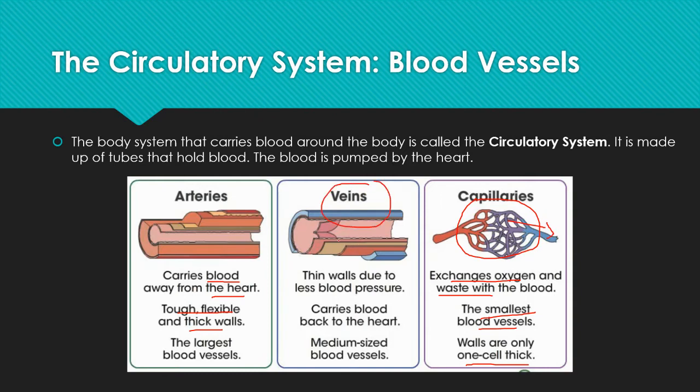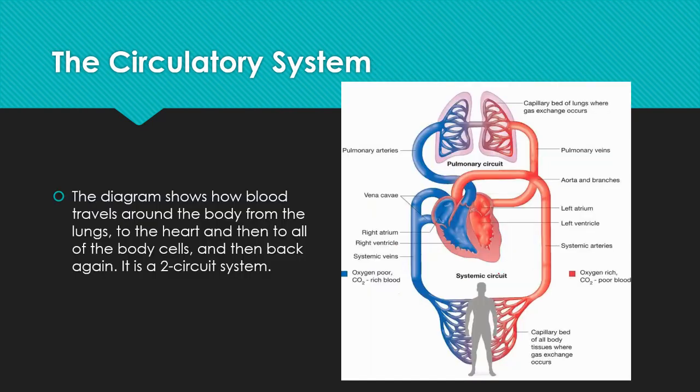Okay, veins don't need to have those thicker walls as arteries because the blood pressure is less in your veins, and it carries the blood back to the heart. So we think veins go into the heart. Vein, see how it's got the word in in it? That's a way to remember veins. And they're kind of our medium sized blood vessels. So we've got arteries, veins, and capillaries are the different kinds of blood vessels that carry our blood.